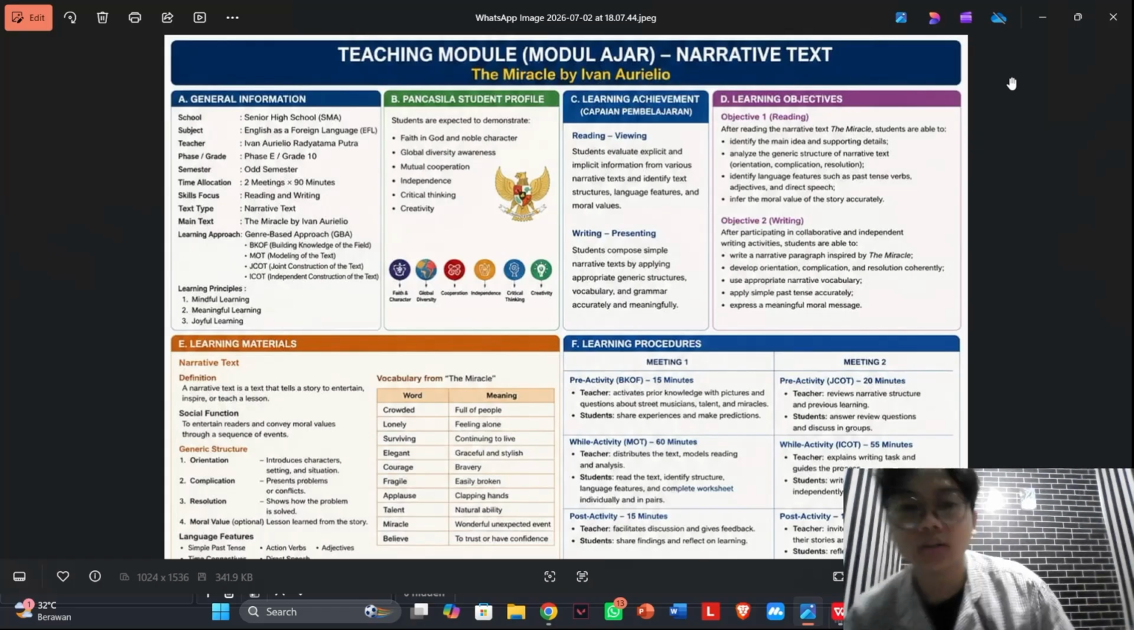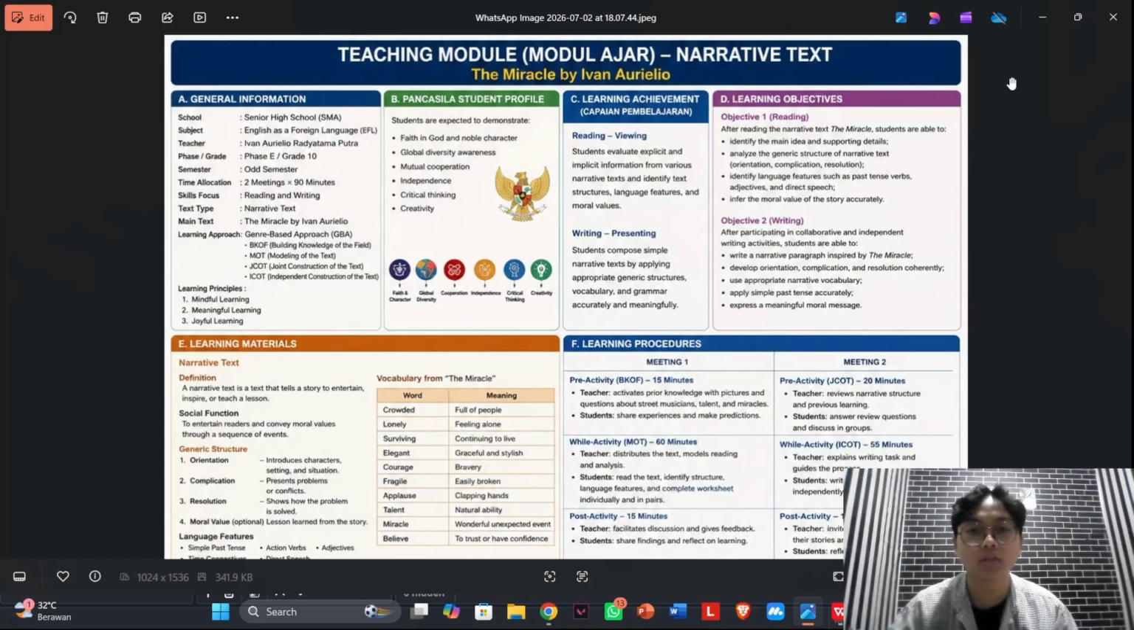Guys, there are several innovations in this teaching module. First, I use my own original narrative story instead of using a story from textbooks, and this makes the learning material more authentic and meaningful. And second, I integrate artificial intelligence to help develop the teaching module efficiently while keeping the learning objectives aligned with the curriculum. And third, I create AI-generated educational illustrations based on every scene of the story. So this is also generated by AI, guys.